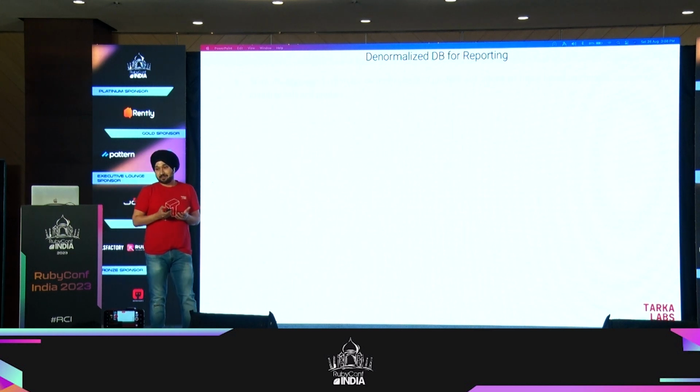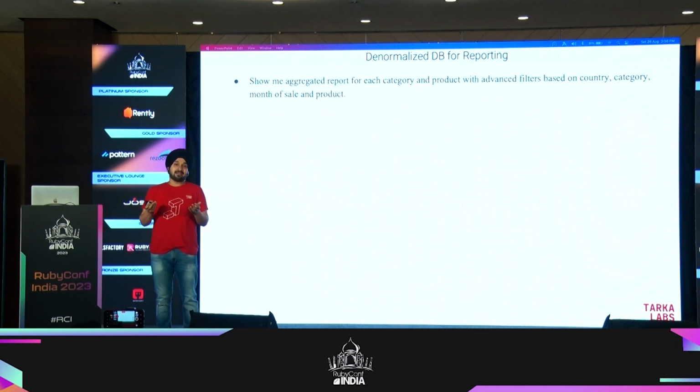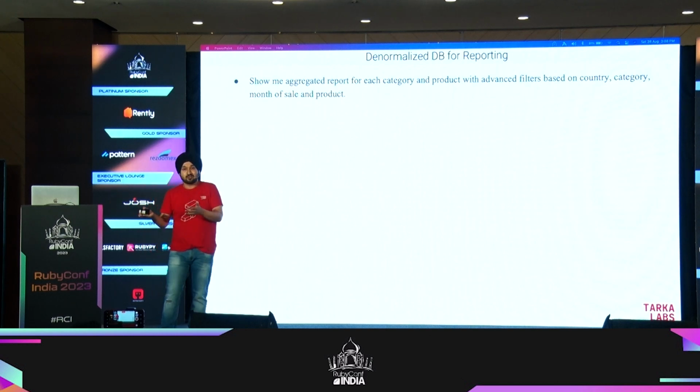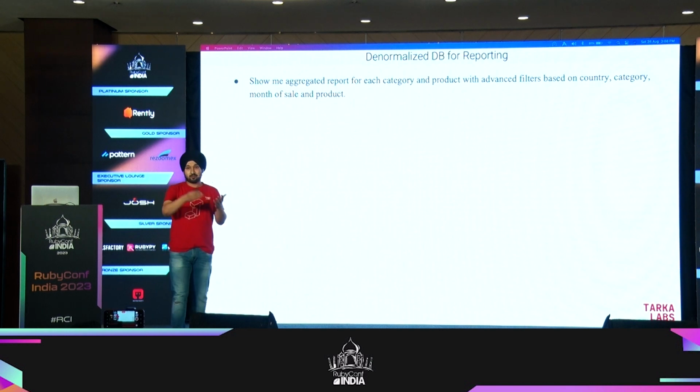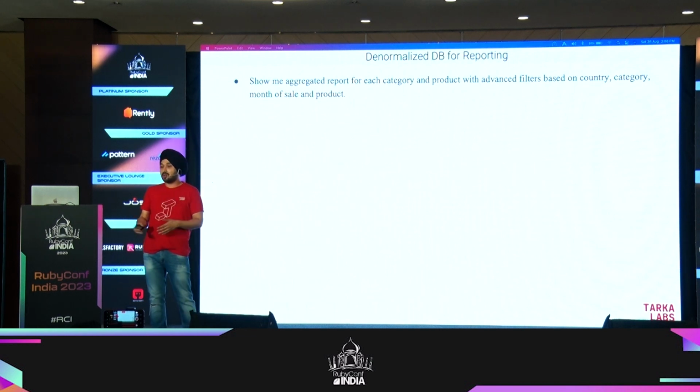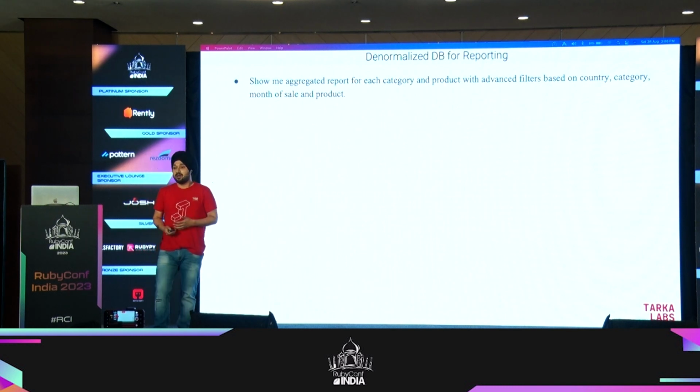Now what's the next step? A user will come back and say, okay, you know what, you paid me, let's say $100,000. Give me the bifurcation: what product was sold, where was it sold, when was it sold. I want a bifurcation by month or by country, by category. So then there was another concept, right?